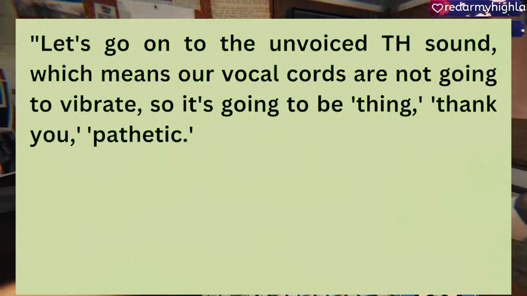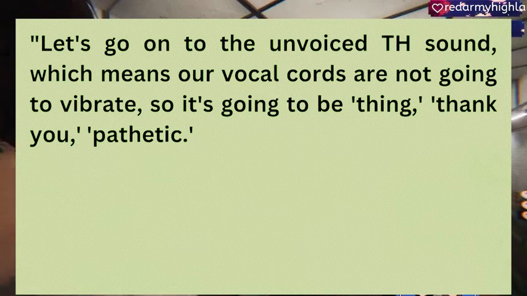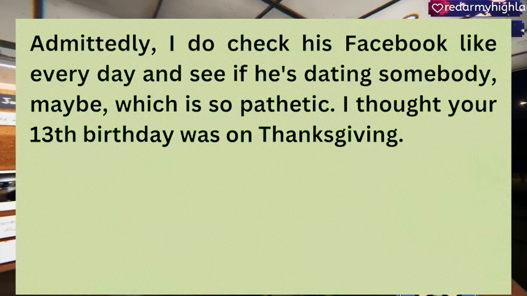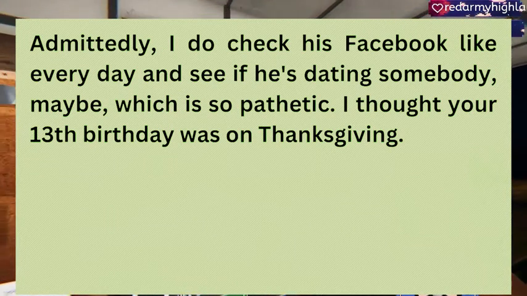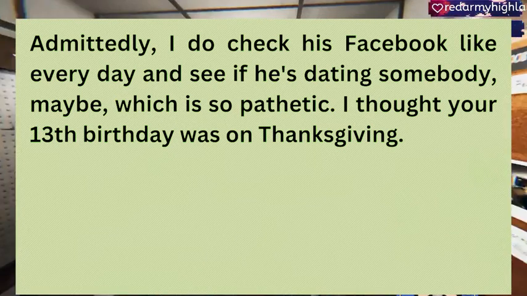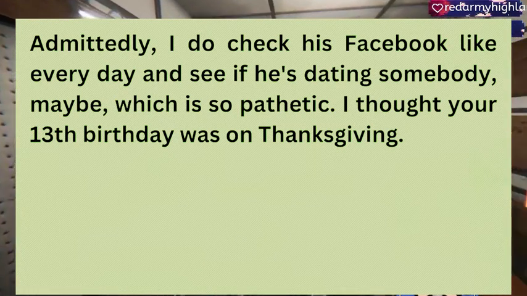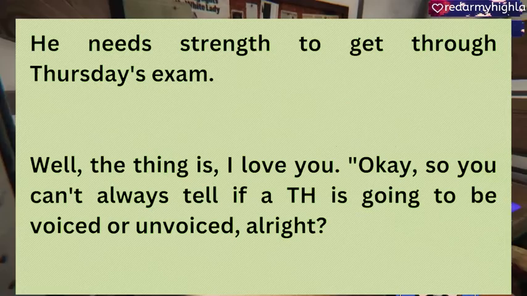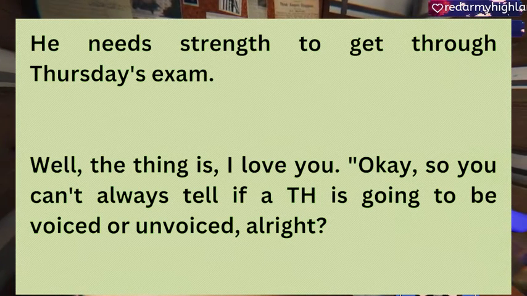Let's go on to the unvoiced TH sound, which means our vocal cords are not going to vibrate, so it's going to be thing. Thank you, pathetic. Admittedly, I do check his Facebook like every day and see if he's dating somebody maybe, which is so pathetic. I thought your 13th birthday was on Thanksgiving. He needs strength to get through Thursday's exam. Well, the thing is, I love you.